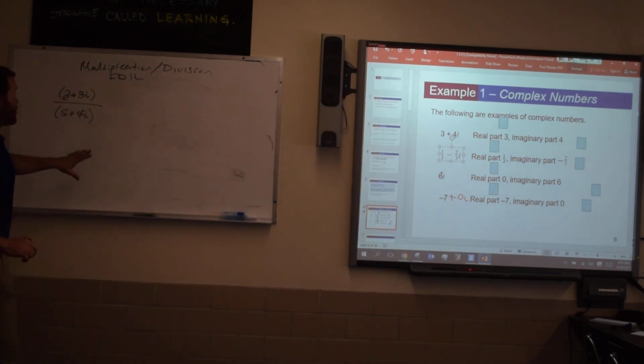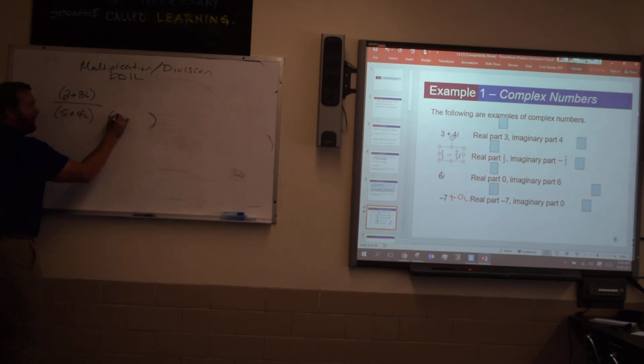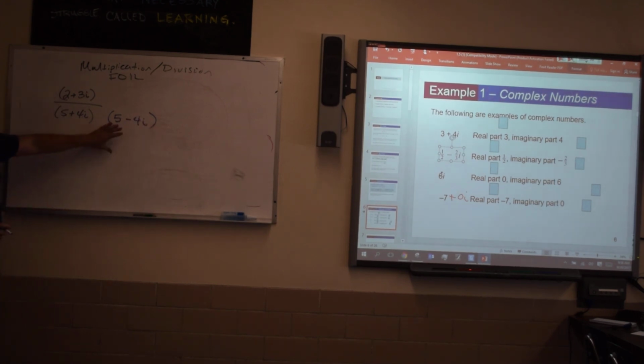Okay, thank you. Real quick, division is no different than multiplication. Okay? But you have to know what you're going to multiply by. If I have a denominator of 5 plus 4i, does anybody remember from last year what I multiplied by here? Multiply by the conjugate.